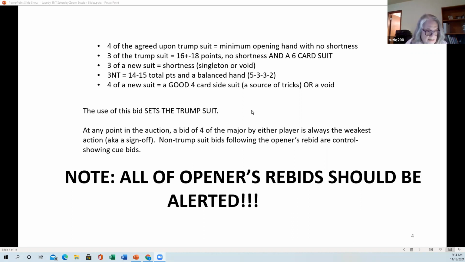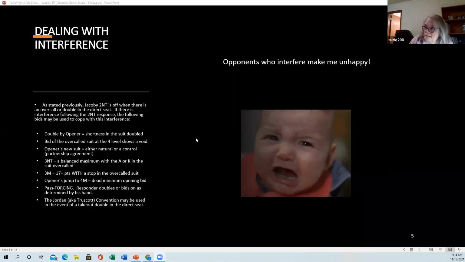The other thing that I would point out is that following the opener's rebid, any bid of a non-trump suit is a control showing Q bid. In other words, it means that the responder thinks, hey, let's check this out. Maybe we have a slam. You showed me a singleton in your suit at the 3 level. What do you think about this if I show you a control here in this suit? And here's that reminder again. All of openers' rebids need to be alerted. All of them.